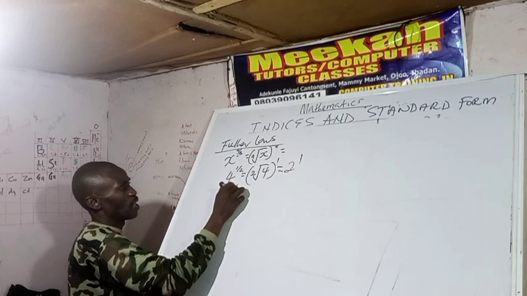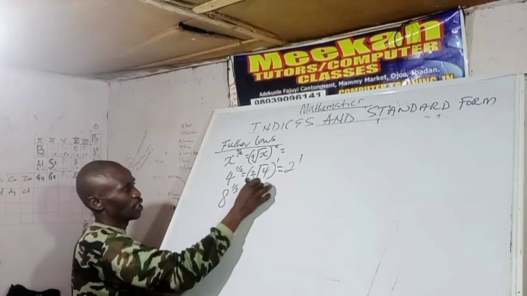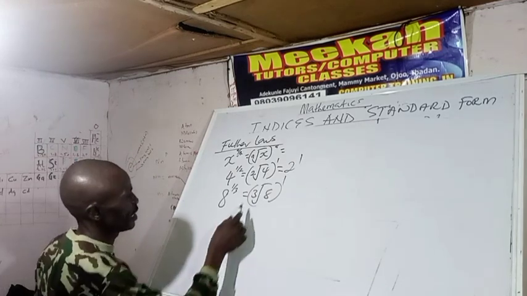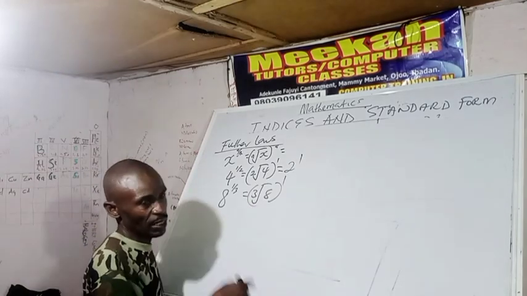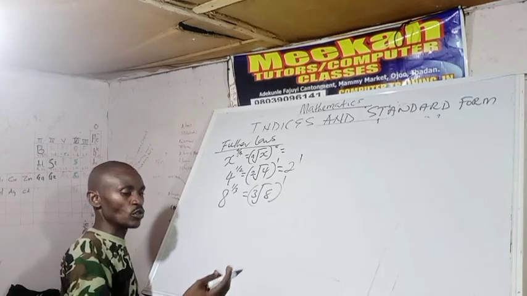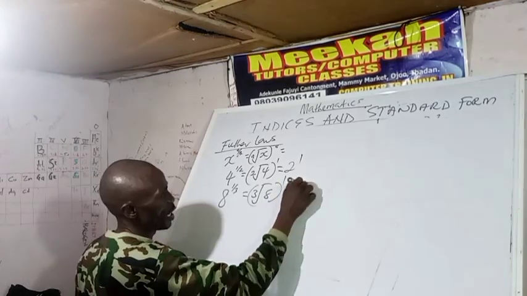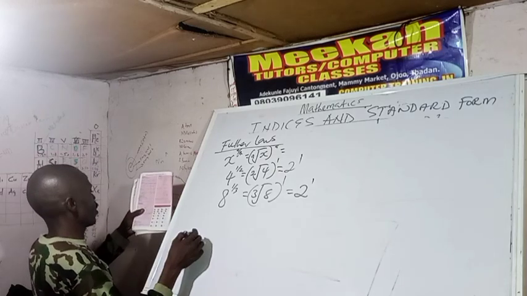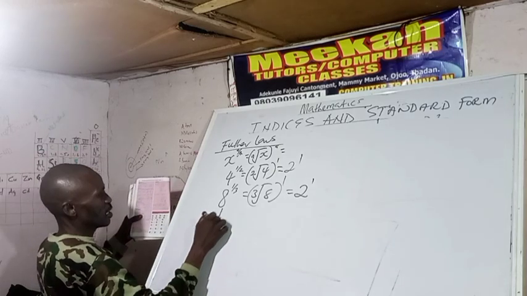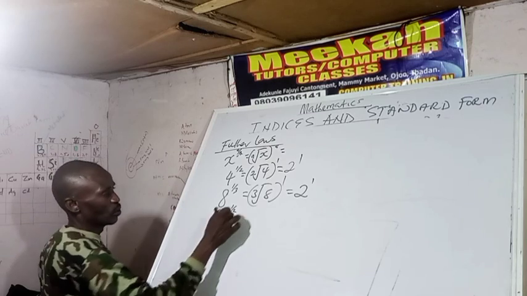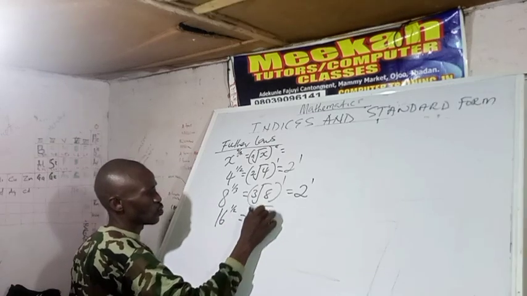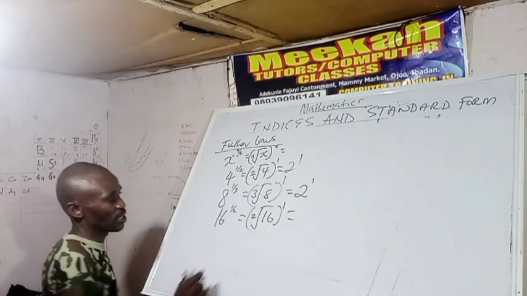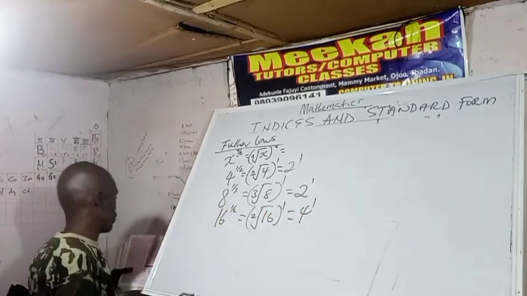8 raised to power 1 over 3. What will I do? 3 root 8 raised to power 1. What can multiply by itself 3 times to have 8? 1 times 1 times 1, 1. 2 times 2 times 2, what do you have? 8. So the answer is 2 raised to power 1. Let's see if you have 16 raised to power 1 over 2. This one becomes 2 root 16 raised to power 1. What can multiply itself 2 times to have 16? That is 4. 4 raised to power 1.